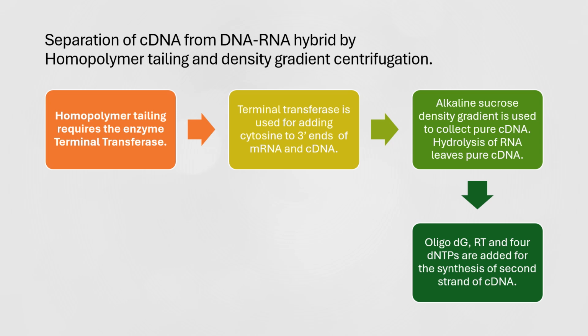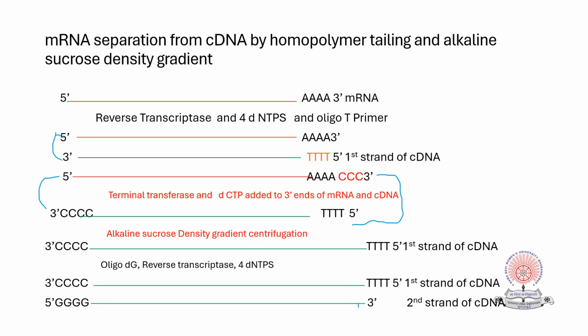There is another procedure for the separation of the cDNA from the RNA-DNA hybrid, and this involves homopolymer tailing, alkaline sucrose density gradient, then the enzyme terminal transferase, and finally cDNA can be separated. In the next slide, we will have a detailed view of this procedure. This is the mRNA molecule, the poly A tail in the 3' end. By using reverse transcriptase, the four dNTPs and oligo-dT primer, the first strand of cDNA is synthesized.